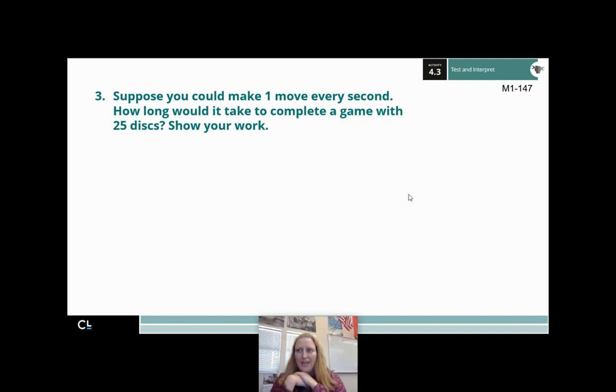So go ahead and hit pause. You're going to want to use that explicit formula. Start with your explicit formula. Work out how long it would take with 25 discs, how many moves it would take, I suppose. And then see if you can figure out how long it would take you if you did 1 move per second. Hit pause to work it out. Hit play when you're ready to check your work.